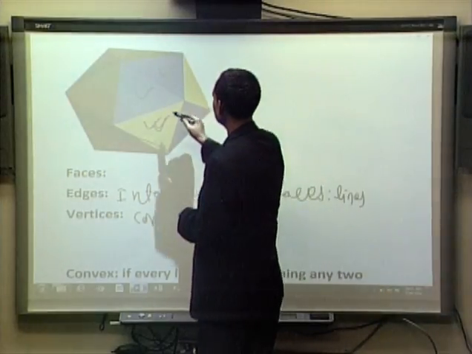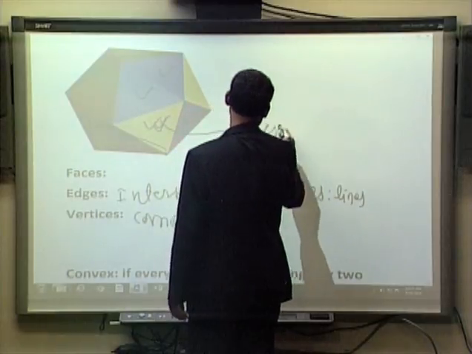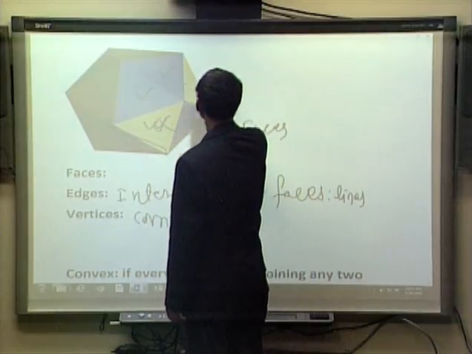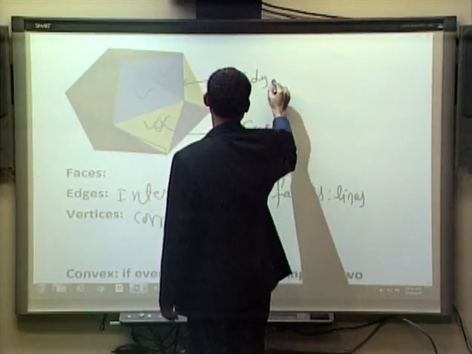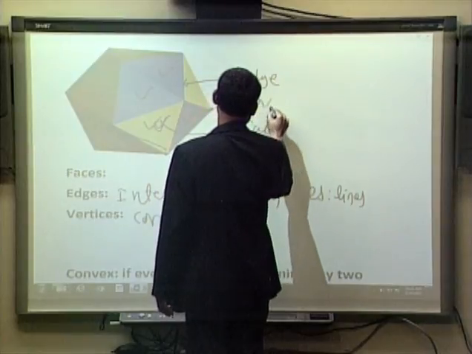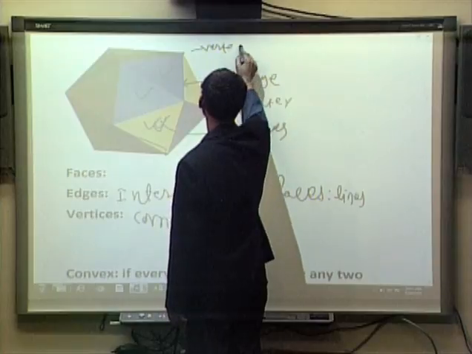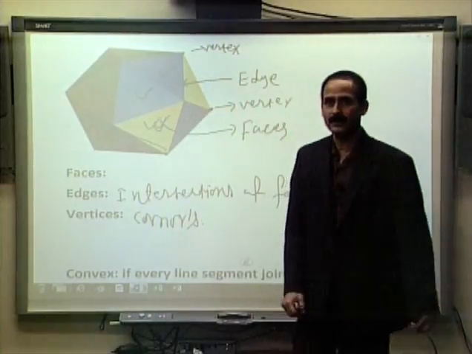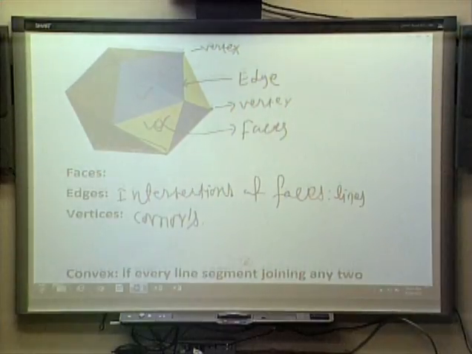So, in this example, these triangles are the faces, and this is an edge, and this is a vertex, this is also a vertex. There are a bunch of vertices, a bunch of edges and a bunch of faces in the polyhedron we have.